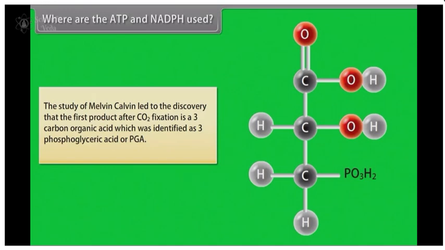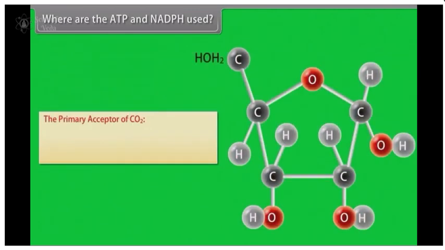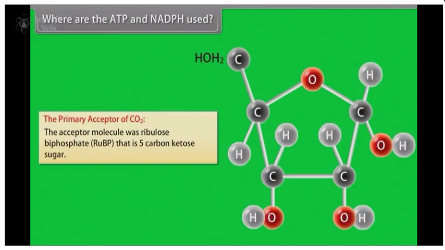Another acid named oxaloacetic acid or OAA was also found as the first product after carbon dioxide fixation in some plants. The primary acceptor of CO2. The acceptor molecule was ribulose bisphosphate, RuBP, that is a 5-carbon ketose sugar.